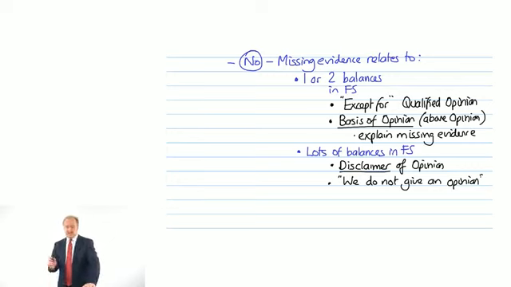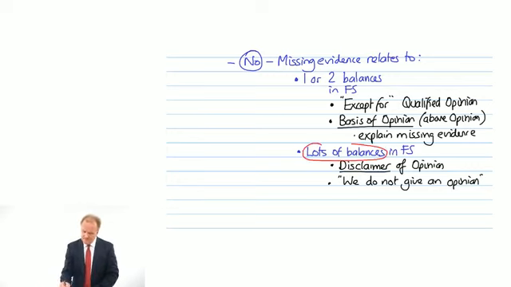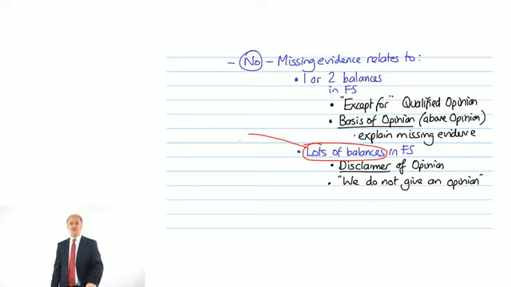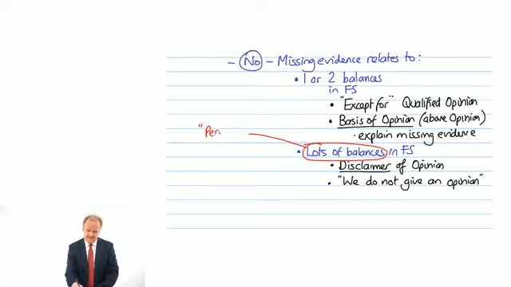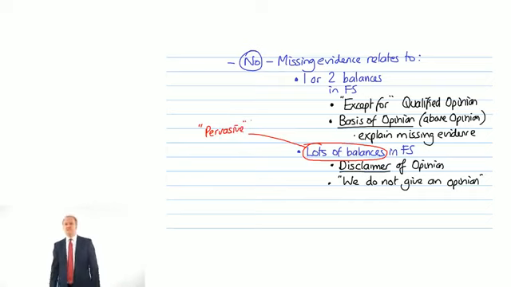Now, when we say lots of balances in the financial statements, there is a word for that. It is called pervasive. So now the problem is not just material, it affects the overall view of the accounts, and that's what we mean by pervasive. Something that pervades is something that gets everywhere. It doesn't just affect one corner, it affects everything.